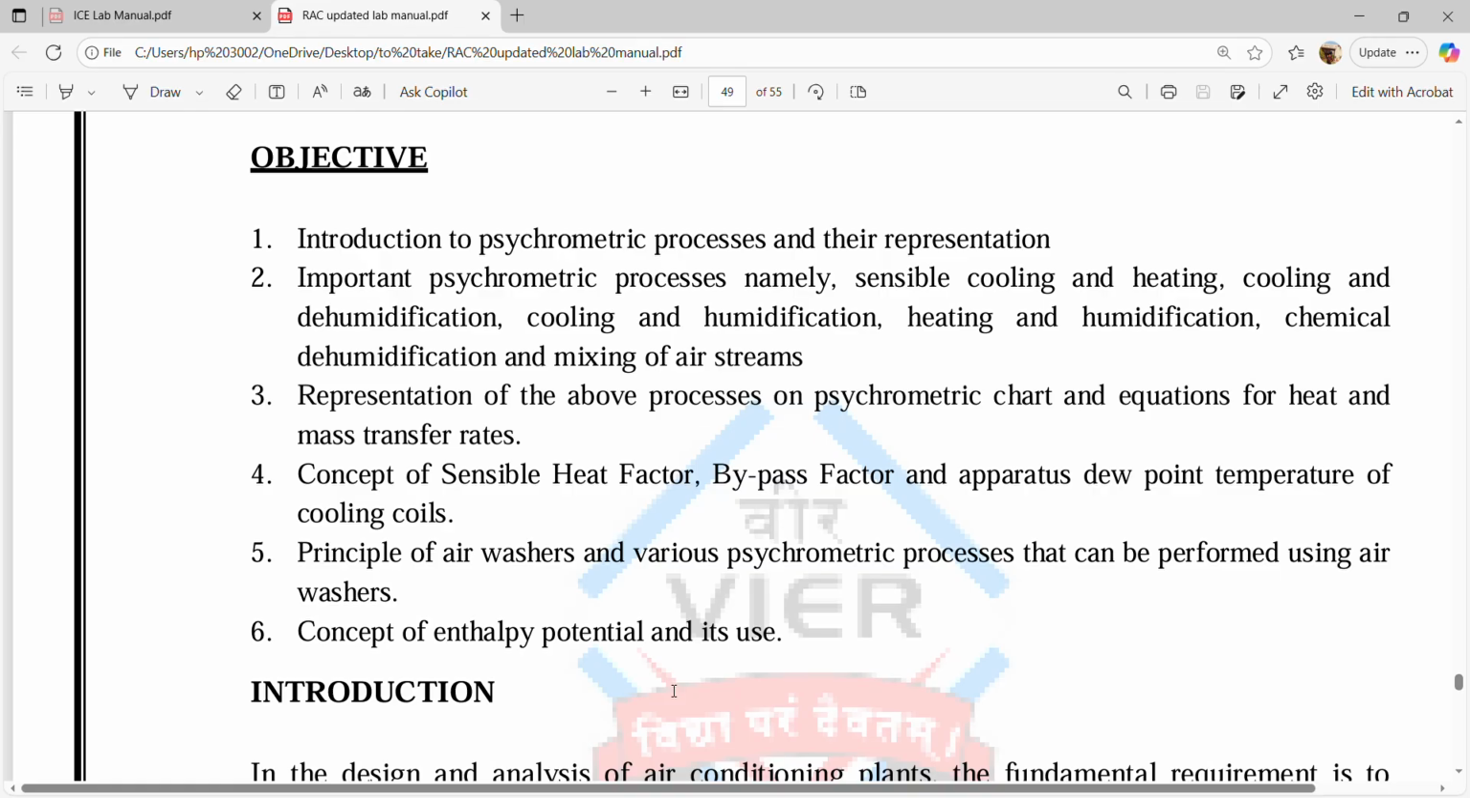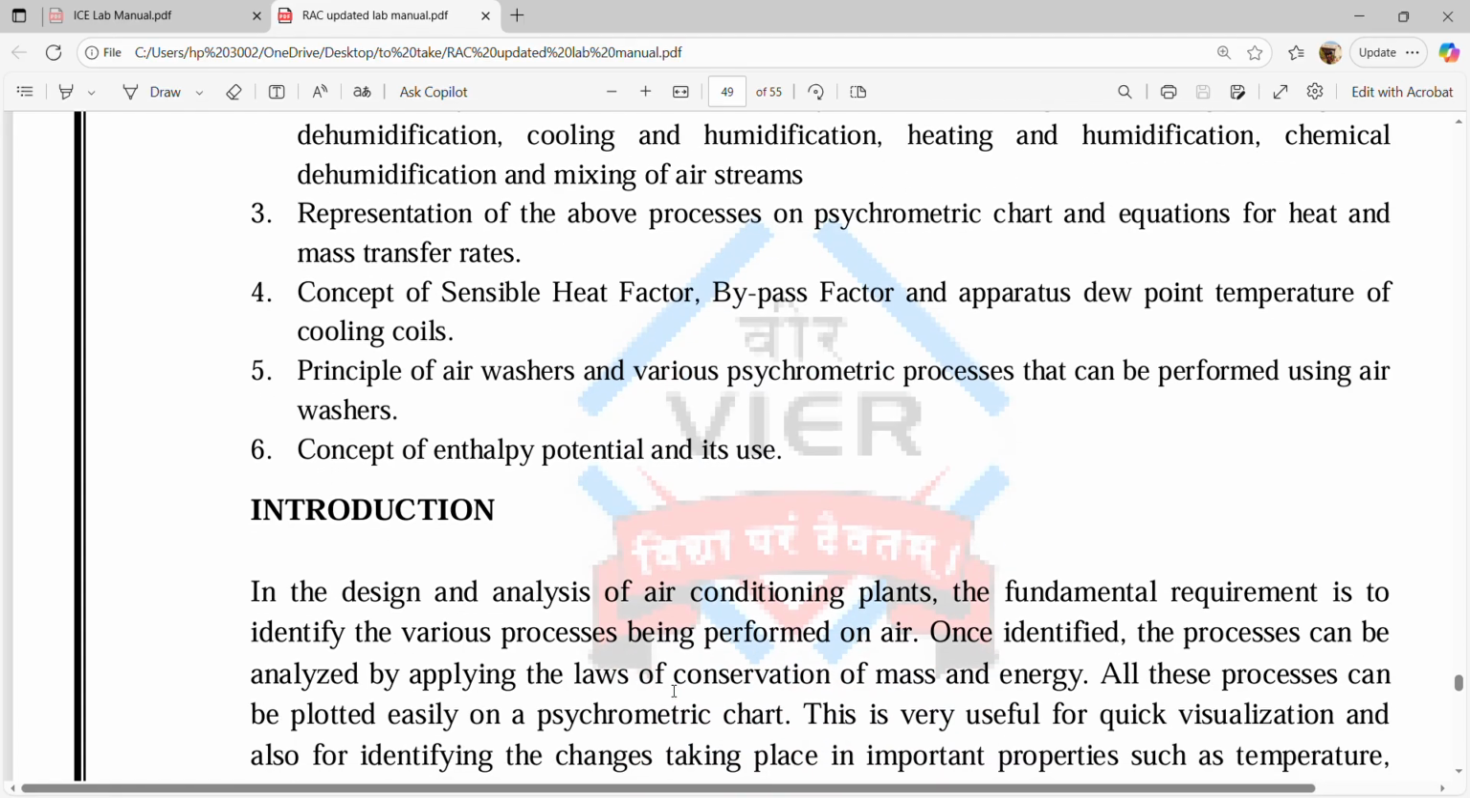Representation of the above processes on the psychrometric chart and equations for heat and mass transfer rates, concept of sensible heat factor, bypass factor and apparatus dew point temperature of cooling coils. Principle of air washers and various psychrometric processes that can be performed using air washers. Concept of enthalpy and potential and its use.